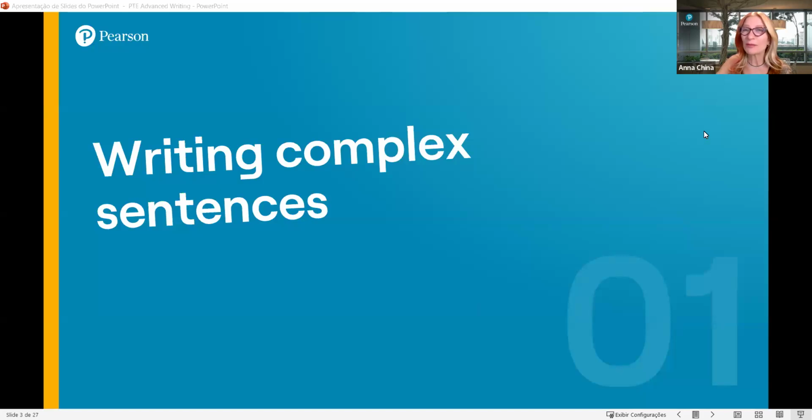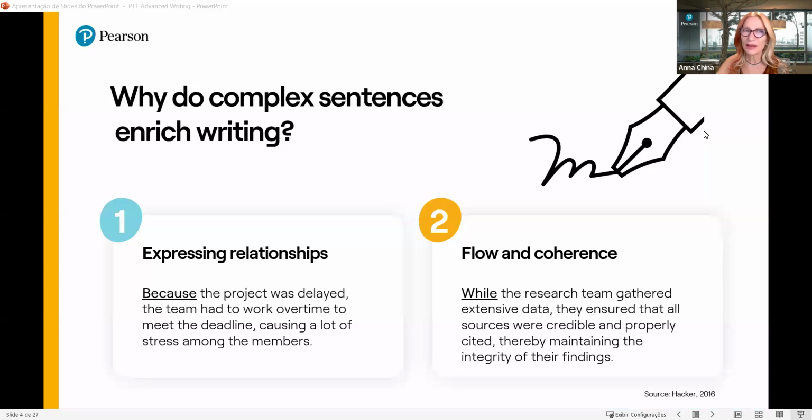So when it comes to complex sentences, many students are uncertain. And us as teachers, we want them to be able to grasp the concept and use complex sentences. Now, why are complex sentences so enriching? How can they contribute? Well, the first thing is that they express relationships.